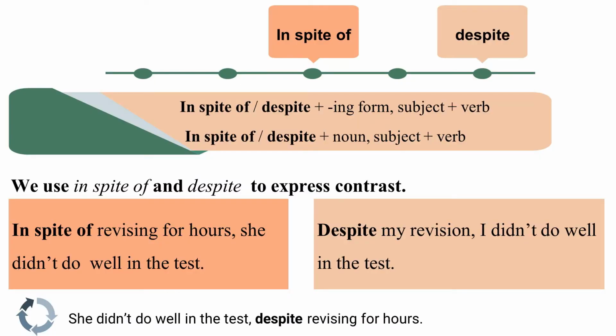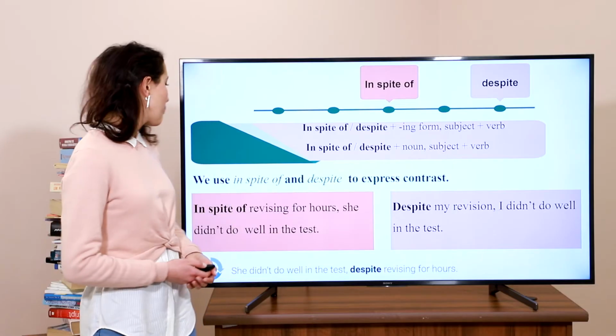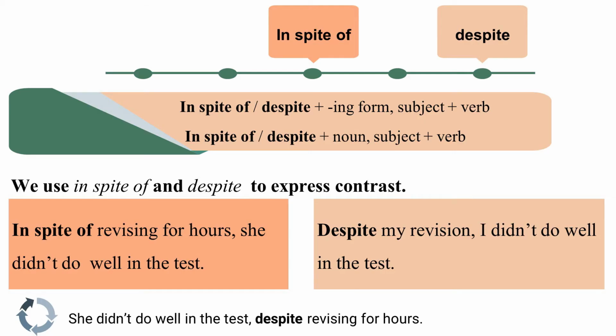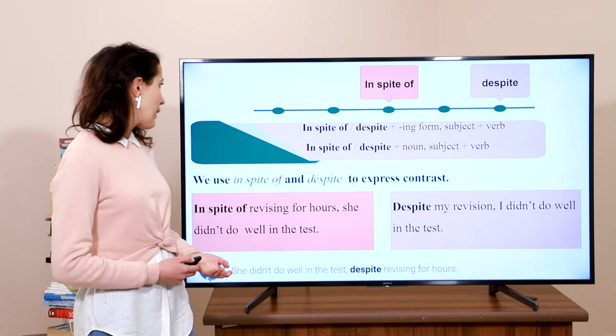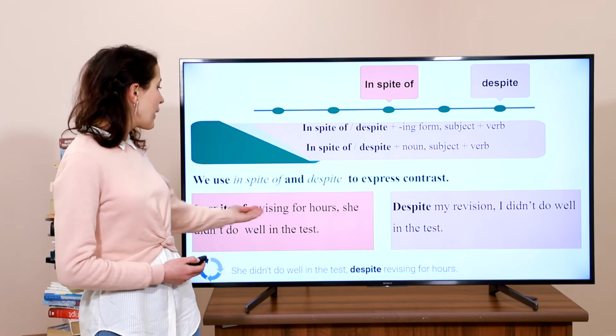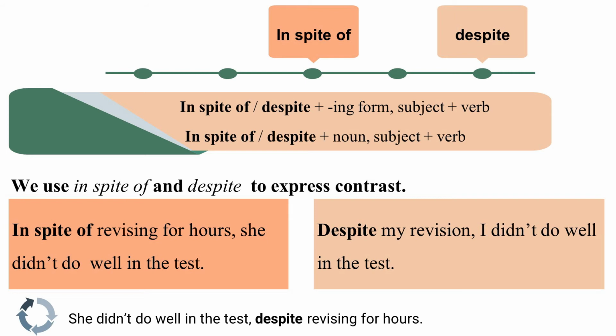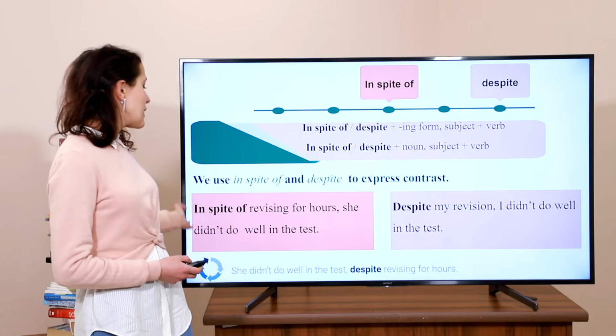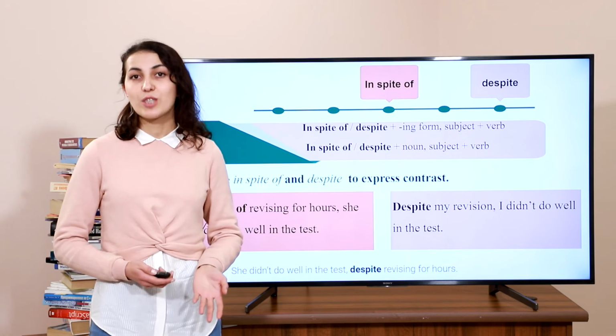And this is another way of using these connectives in the sentence. An example: in spite of revising 4 hours, she didn't do well in the test. The sentence begins with in spite of, it comes first, then it is followed by ing form, and the next clause begins with subject and verb. We can easily replace this in spite of with the connective despite.